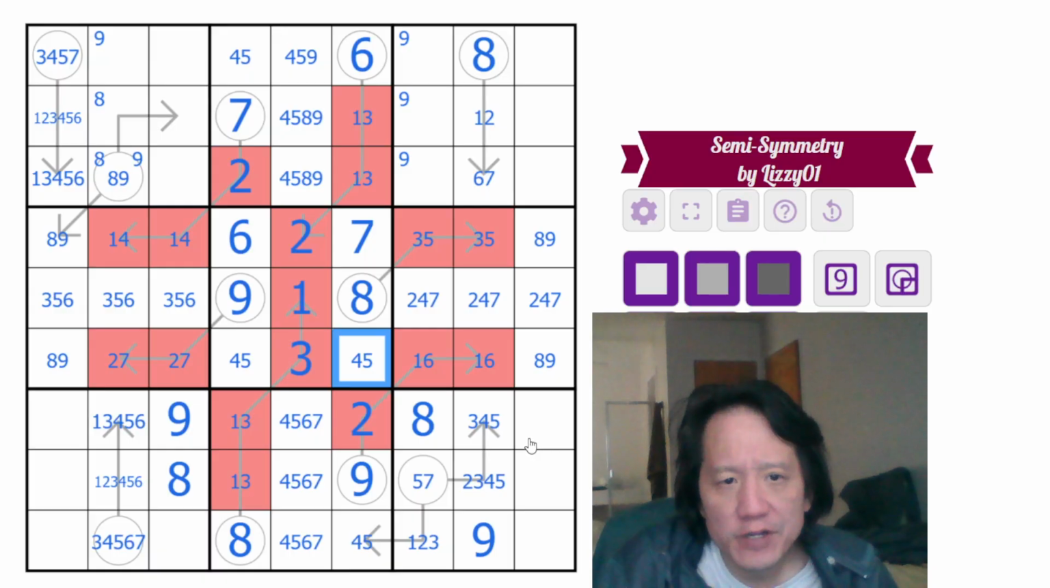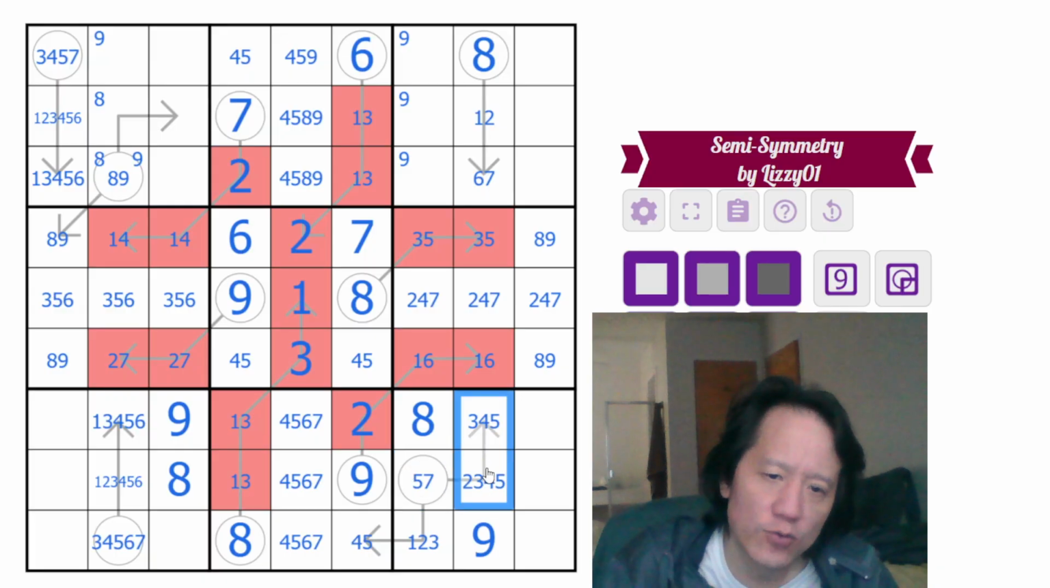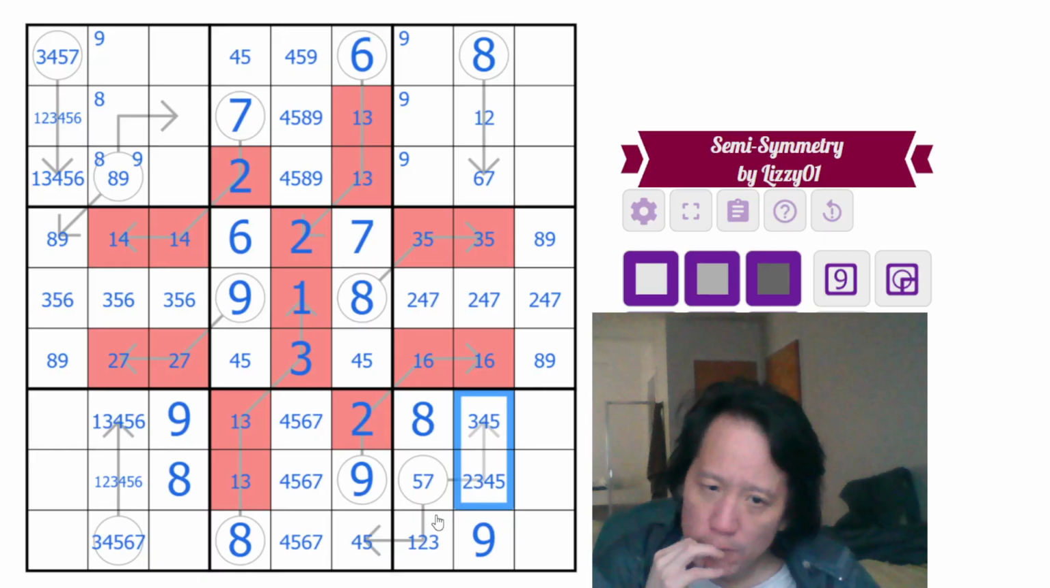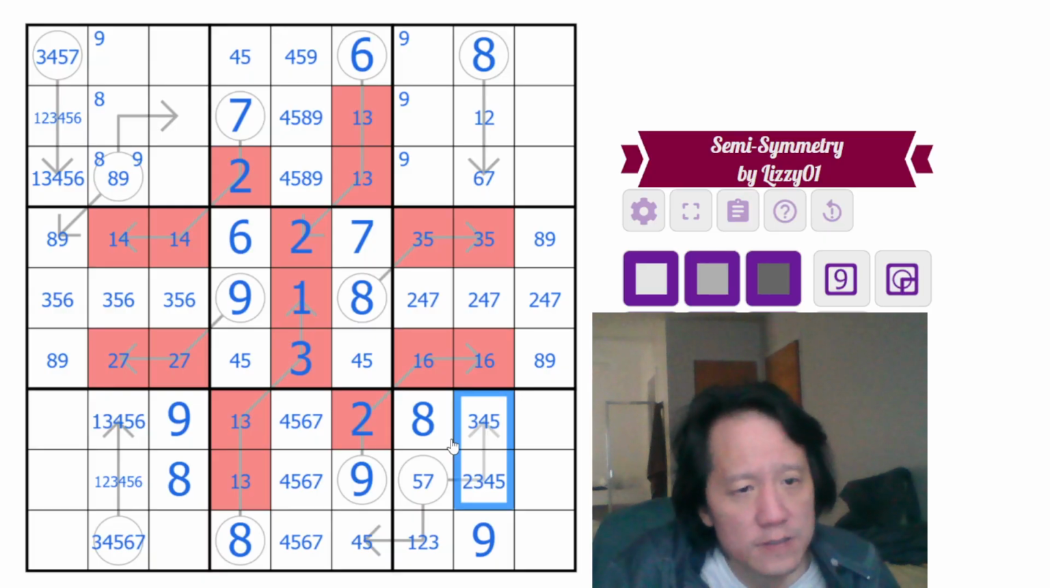So whatever it is, the 5 has to be here, right? If this is 5, this is 2. Actually, that's not true. This could be 7 and 3, 4. That's not true. 8.